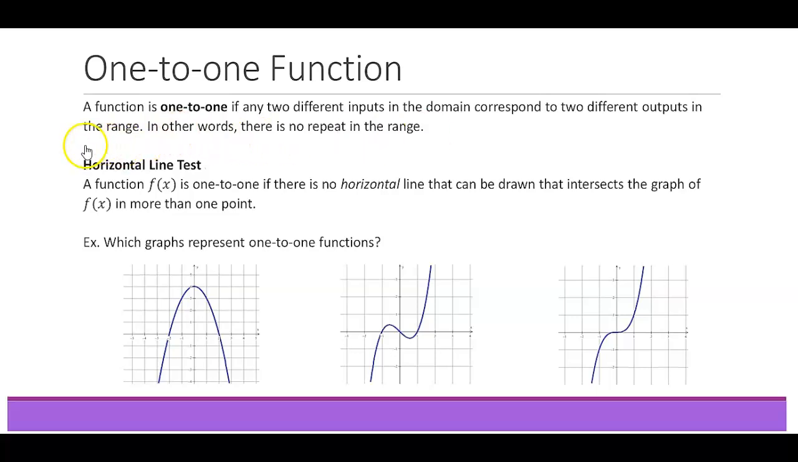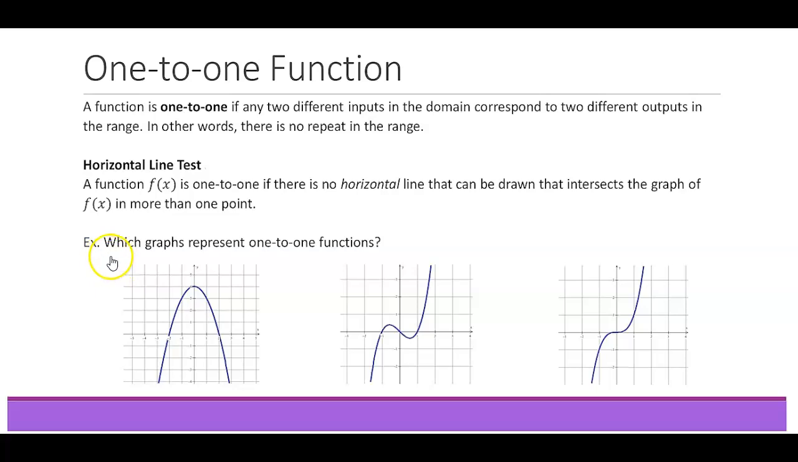Now, the best way to determine if a function is one-to-one would be to have its graph and to apply the horizontal line test. So we say a function f of x is one-to-one if there is no horizontal line that can be drawn that intersects the graph of f of x in more than one point. Previously, our vertical line test said that if there was no vertical line that could be drawn that intersects the graph in more than one point, then we had a function. So now, if there is no horizontal line that can be drawn that intersects the graph in more than one point, we have a one-to-one function.